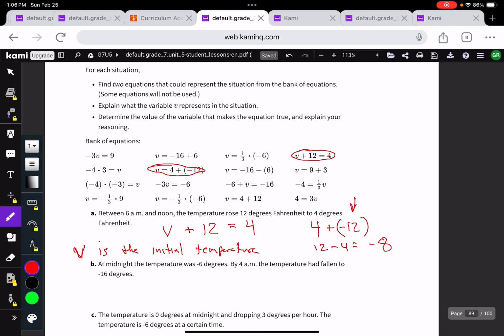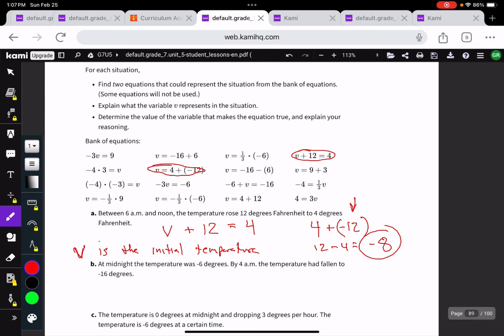All right, so we found the two equations. We determined the value, which is negative 8. Doesn't ever hurt to circle that. And we explained what V was, the initial temperature. It was negative 8. Then it went up 12, and now it's 4. So let's look at B.